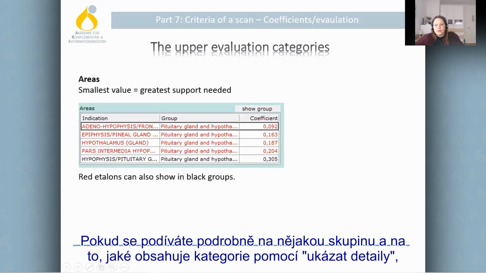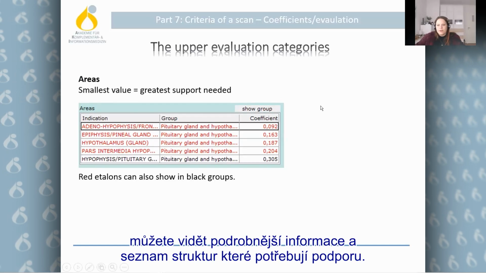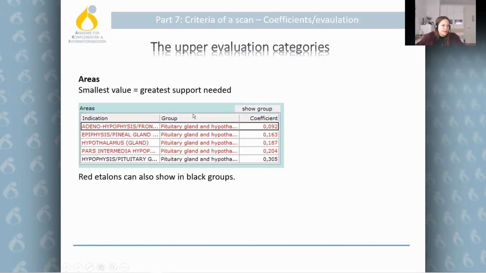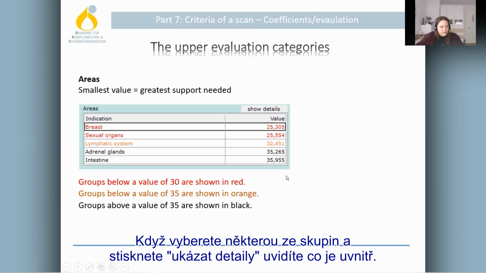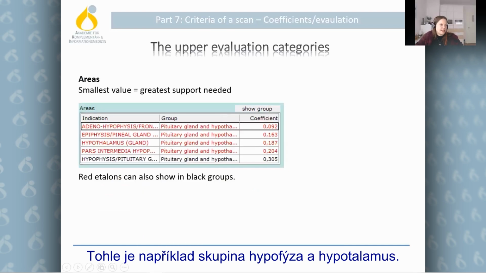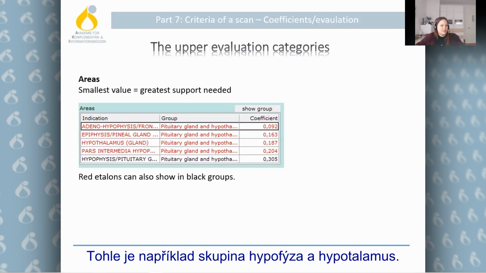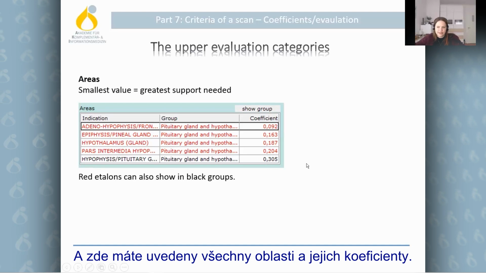So when you look at the individual groups in the areas evaluation category via show details, you can click on show details. Now when you go back, it would be listed in show group. You can see in more detail which structures in the group need support. So go back to the picture before. Here you have these groups listed. When you go to special groups with show details, you can see what's inside. For example, this would be the group hypophysis hypothalamus to open, and you would have all the etalons listed like this.